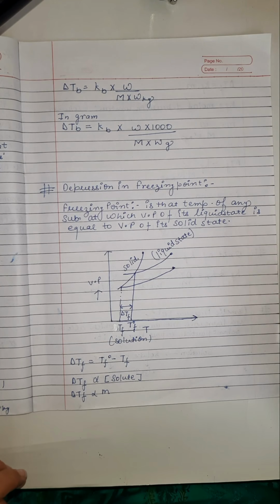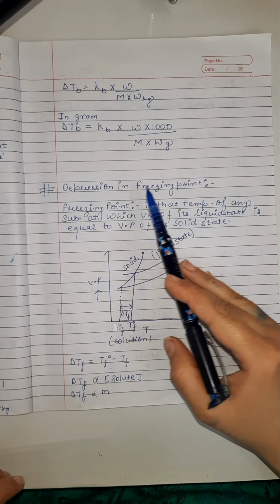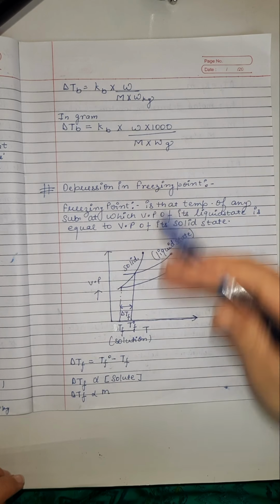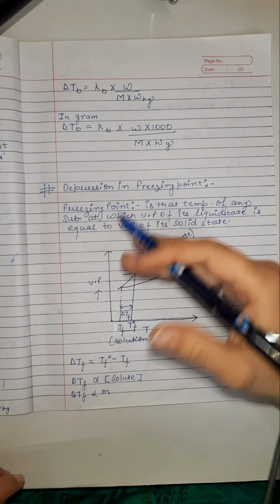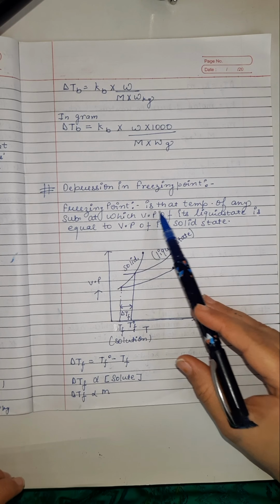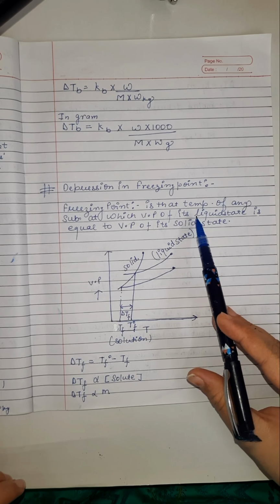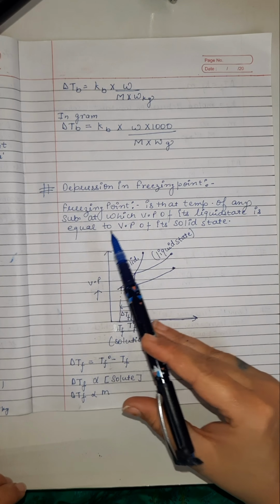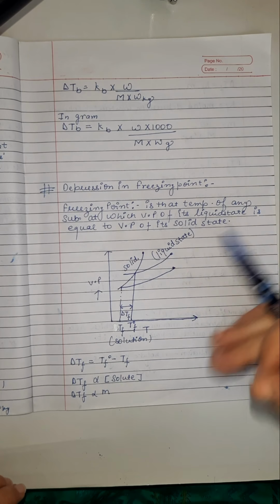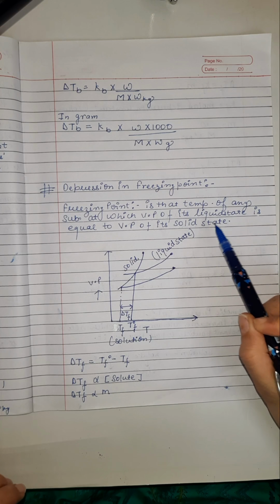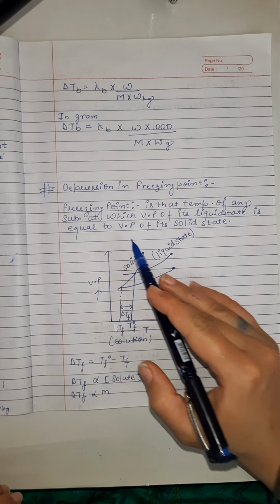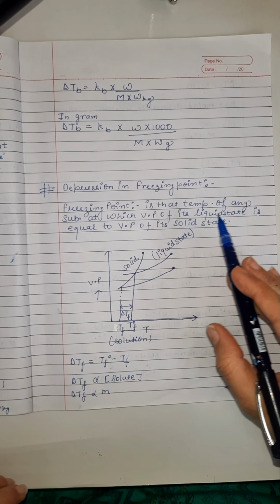Now come to the next colligative property, that is depression in freezing point. Before starting with the topic, let us see what is freezing point. Freezing point is that temperature of any substance at which vapor pressure of its liquid state is equal to vapor pressure of its solid state.